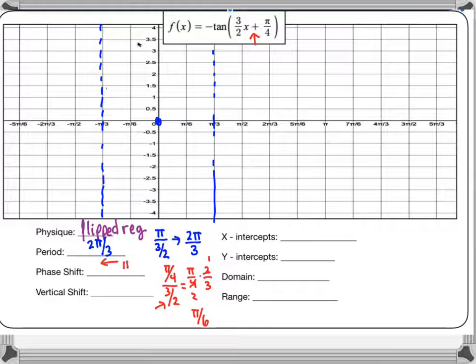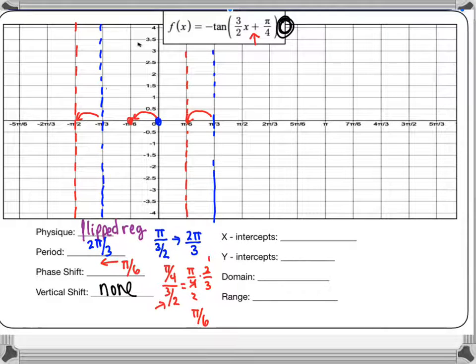All right, so I'm going pi over 6 to the left. That means each one of these is going to jump over to the left that much. And from there, we can continue the patterns that we need to answer the next questions and finish up the rest of the graph. This one doesn't have a vertical shift. You don't see too many vertical shifts with tangent, so there is going to be none.